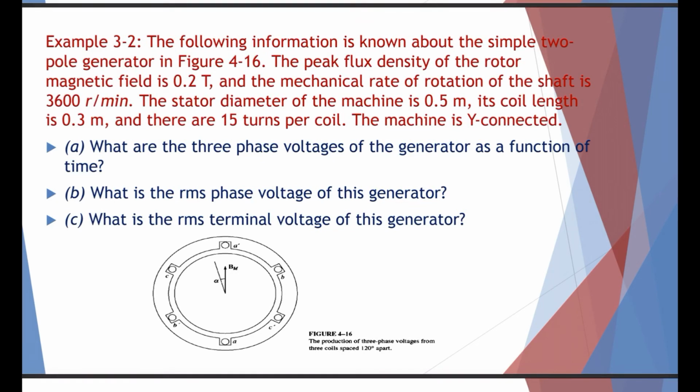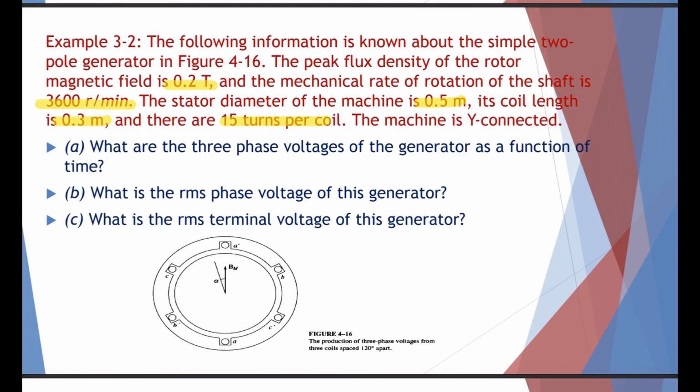Example 3.2. The following information is known about the synchronous generator. It is a two-pole generator in the figure 4.16. The peak flux density of the rotor magnetic field is 0.2 Tesla, and the mechanical rate of rotation of the shaft is 3600 revolutions per minute. The stator diameter of the machine is 0.5 meter. Its coil length is 0.3 meter.